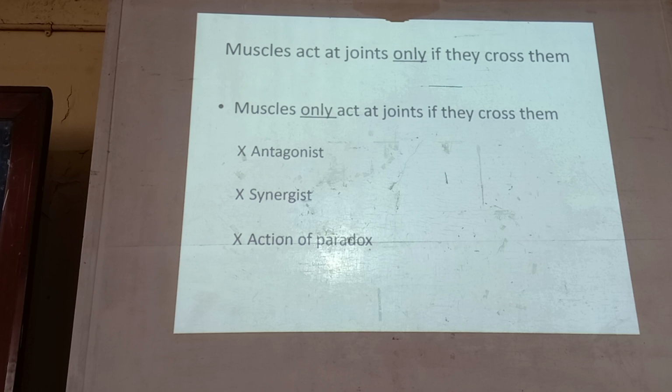In an action of paradox, some other force must be acting. Then only can the muscle act paradoxically. If there is no external force acting, like when you are in outer space with no gravity involved, then triceps is required for extending because there's no gravity there. Here biceps and brachialis will play the role of antagonist.